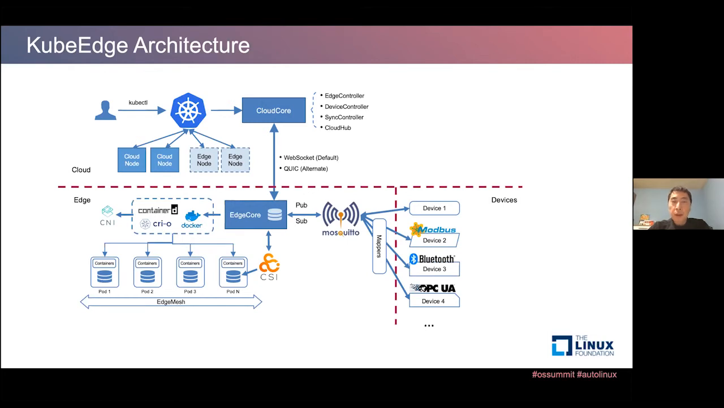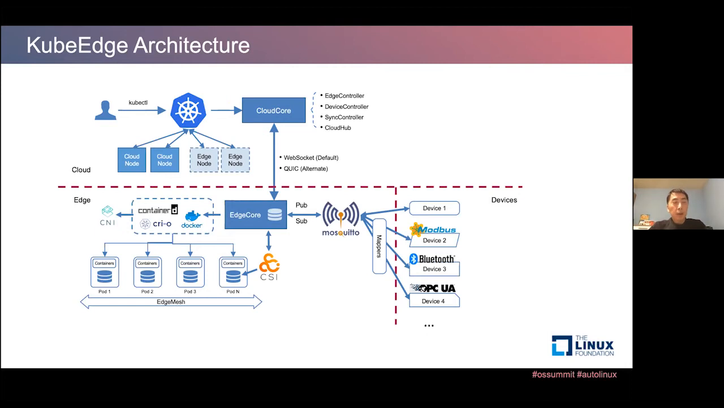The sync controller is for synchronization, especially when you first join the cluster or when some network issue happens and the network connection is restored. With the sync controller, it synchronizes the data and metadata between the cloud and the edge to make sure the edge node will run in the desired state. The last part is the CloudHub. Basically, it sets up the connections between the cloud and edge.